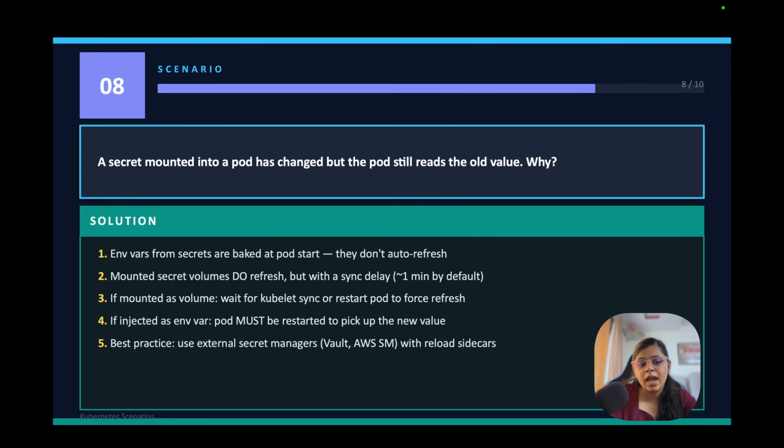So the overall answer is that if you have mounted these secrets as a volume, you can wait for the kubelet sync or restart. If you have injected them as environment variables, then the pod must be restarted and there is no other option. Okay, so mostly you can go for a restart in general.